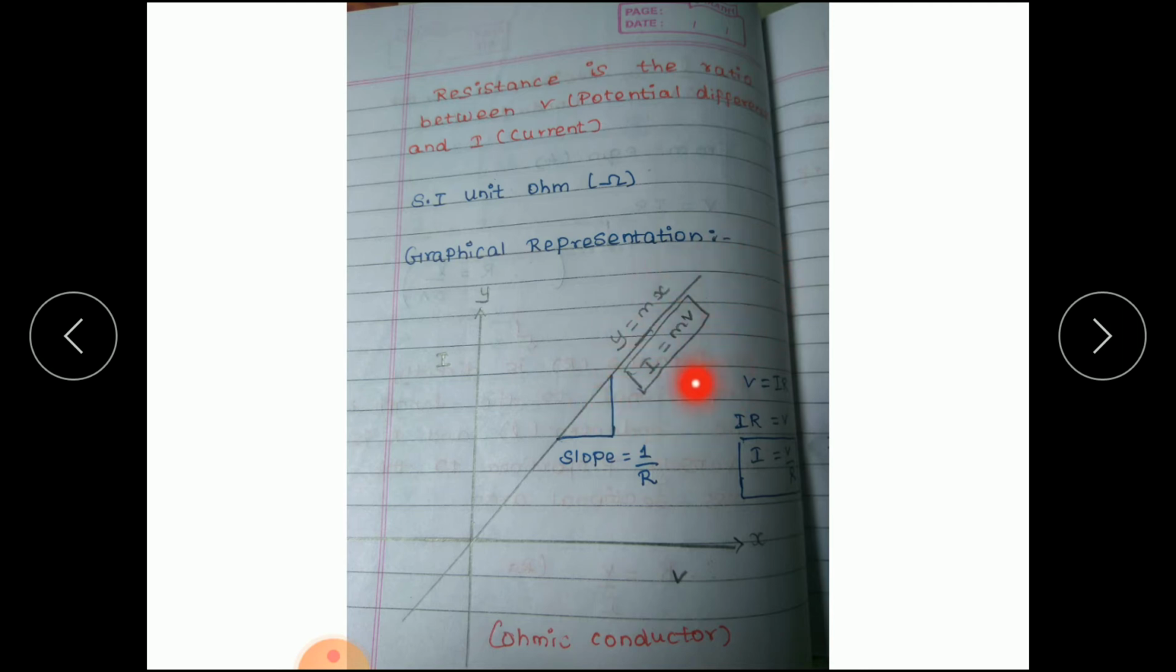If we look at this equation, it is similar to the equation of the line we normally draw, y is equal to mx. Okay, so if we draw a diagram like this and it is a straight line, then we can say that it's an ohmic conductor. If the graph is a straight line, the device obeys Ohm's law. So that is why we say ohmic conductor.